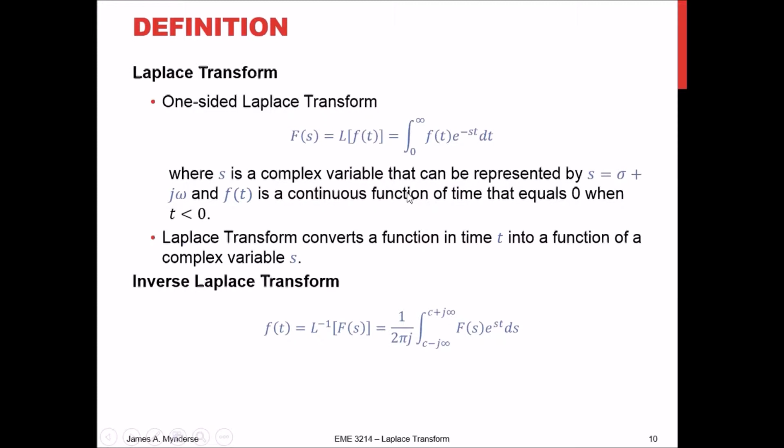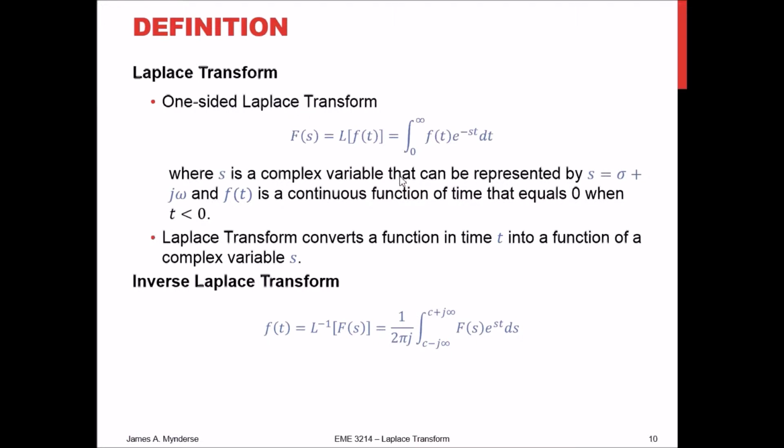Now s is a complex variable, that's why we had the review of complex numbers. So s can be represented by s equals sigma plus j times omega. And f of t is a continuous function of time that is 0 anytime before t is equal to 0. That's why we can have this function like this. So the Laplace transform converts this function in time to a function of a complex variable s. That's what it is mathematically.